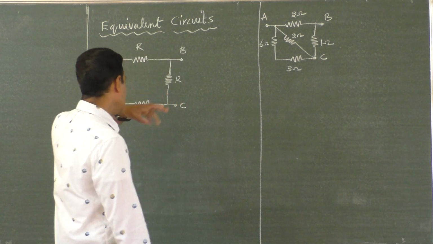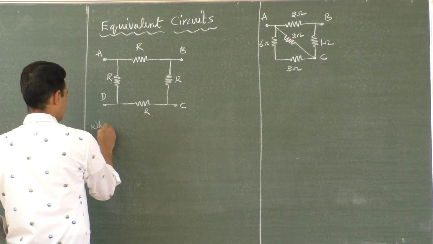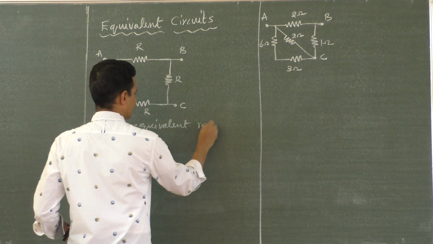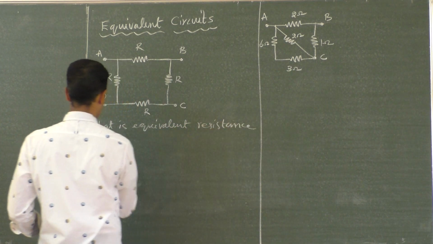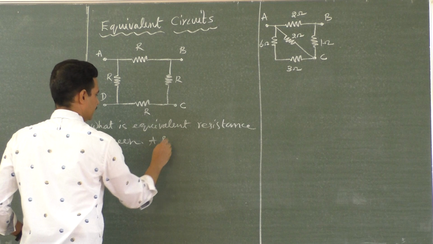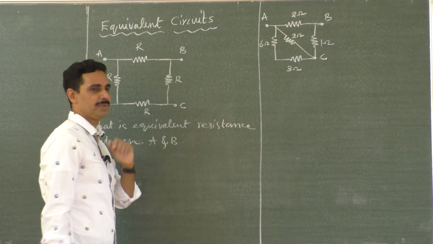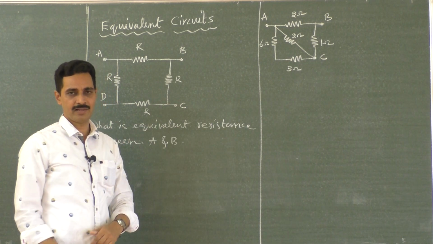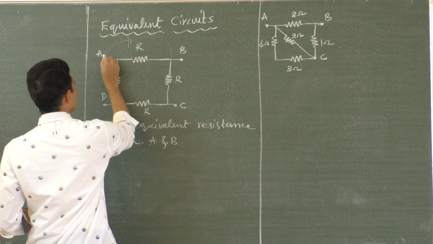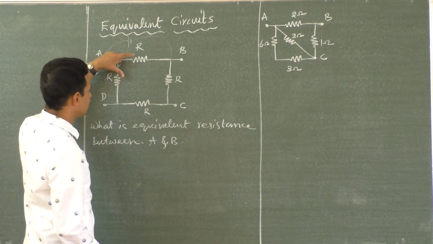For example, in this circuit, if you are asked to find out the equivalent resistance between A and B, the meaning is you must connect a battery across A and B. That is the meaning. When you connect a battery across A and B like this, the current from the battery will split into 2 parts here. It will branch into 2 parts, and here it branches into 2 parts.